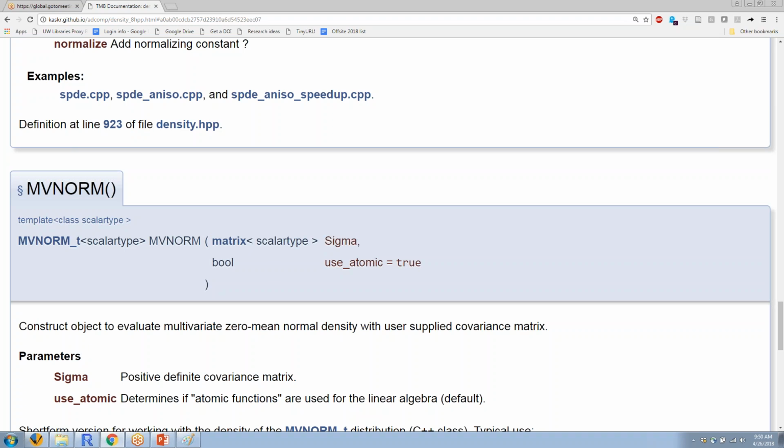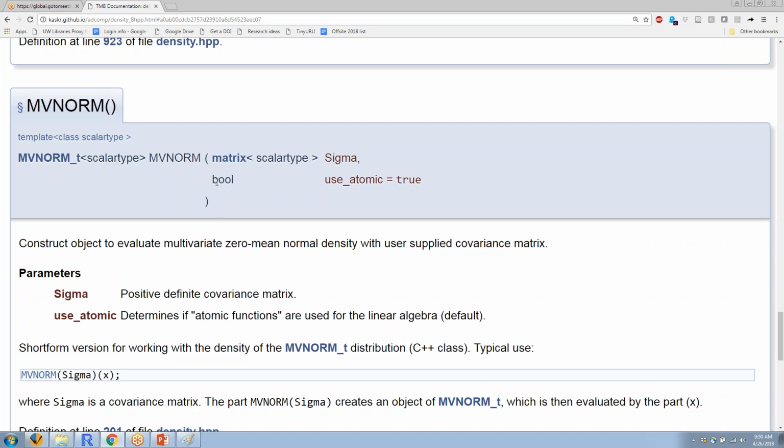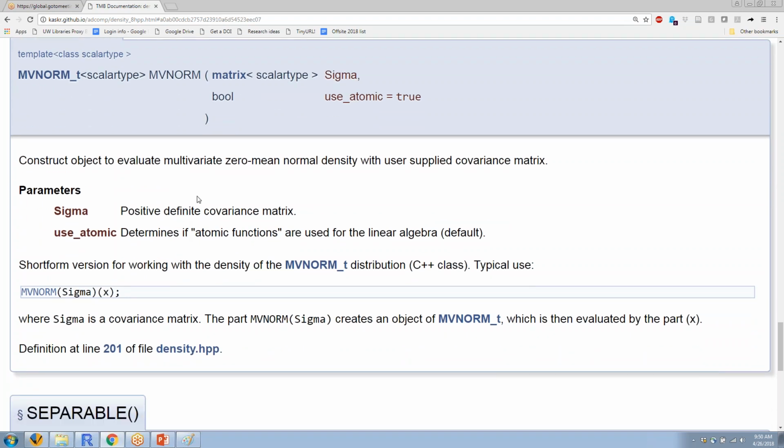where you input a sigma matrix, and C++ has this matching based on object types. The bool use_atomic equals true means use_atomic is true by default, and if you don't include a boolean, it just uses the default. It takes a positive definite covariance matrix with this format, so this is matching the format that we're using in the code.